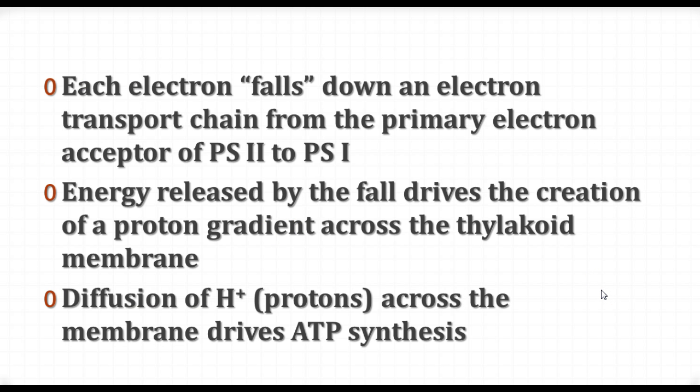The electrons are going to then pass down an electron transport chain from that primary electron acceptor of the P680 to P700 in photosystem 1. As the electrons fall down that gradient, they're going to create a proton gradient across the thylakoid membrane. And then we're going to have diffusion of the protons across the membrane, driving ATP synthesis, similar to what we saw in the chemiosmotic process of respiration.